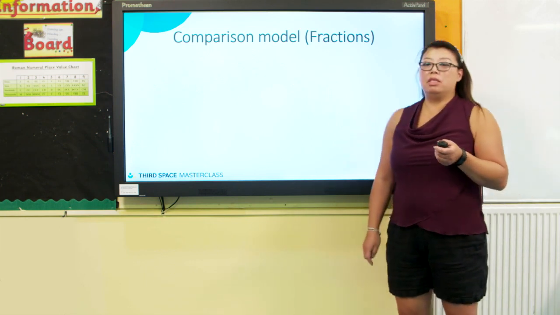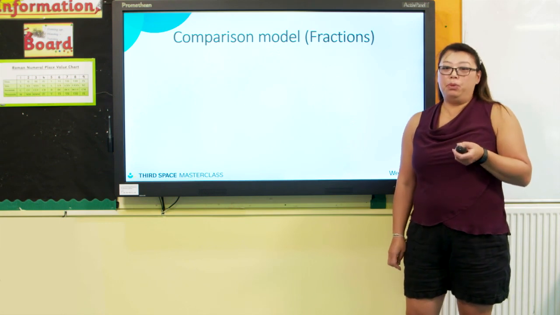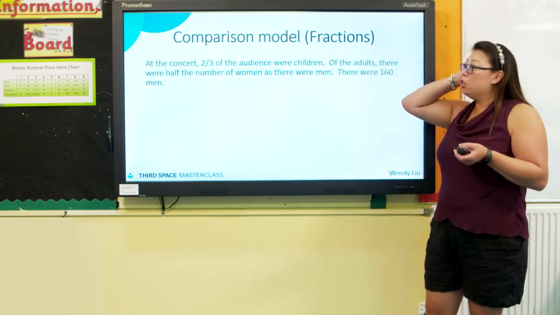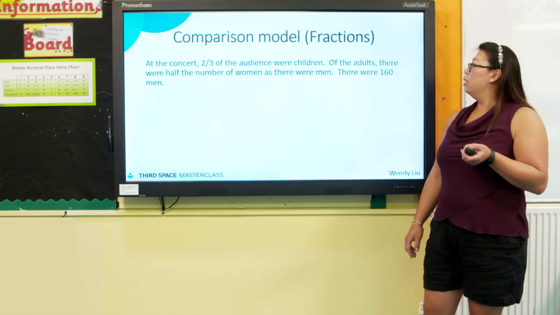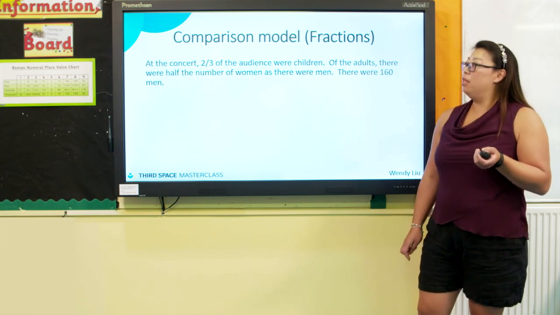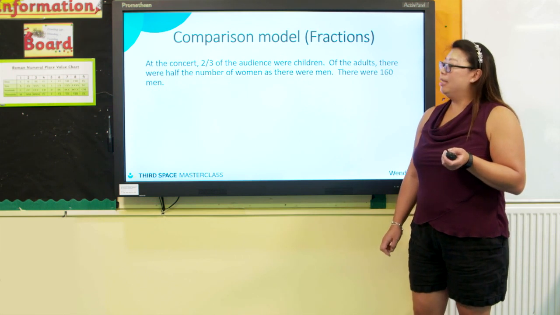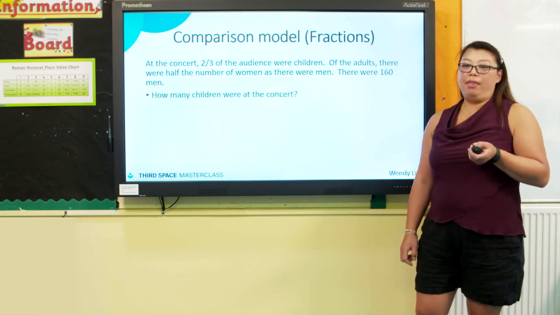Okay, now we go on to slightly more complex models of the comparison model using fractions. Okay, at a concert, 2/3 of the audience were children. Of the adults, there were half the number of women as there were men. There were 160 men. How many children were at the concert?